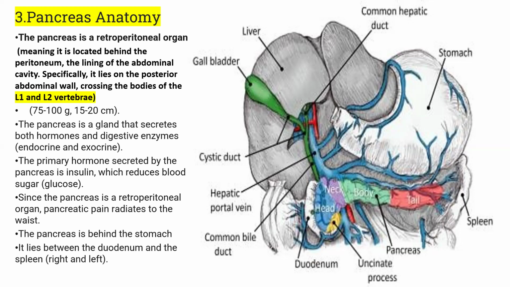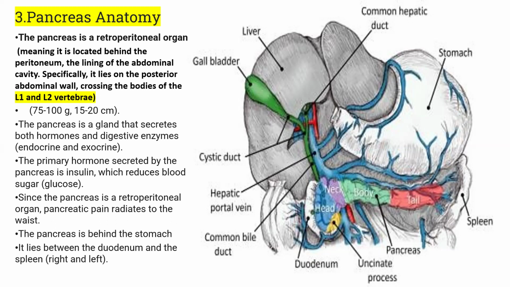The primary hormone secreted by the pancreas is insulin, which helps reduce blood sugar, which is glucose, in your body. Since the pancreas is a retroperitoneal organ, pancreatic pain radiates to the waist. Whenever there is any infection, inflammation, or problem near your waist, it may be related to the pancreas.